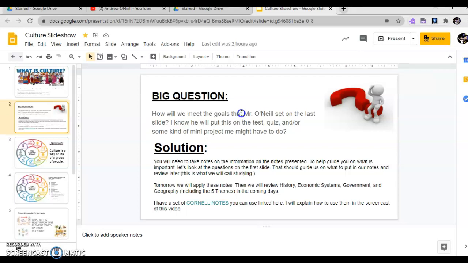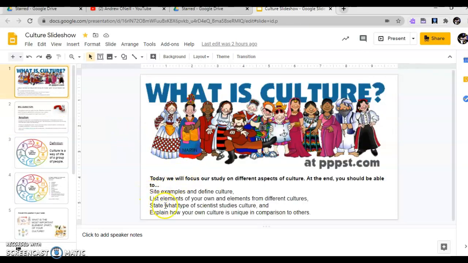Do I memorize everything? Well, look, you're going to need to take notes on what's presented, but these are the questions that I want to ask. And things that we talk about in class, those are the important things that we want to get in our notes. This is what we really want to have in our notes. If Mr. O'Neill doesn't say it, this is what we want to put in there.